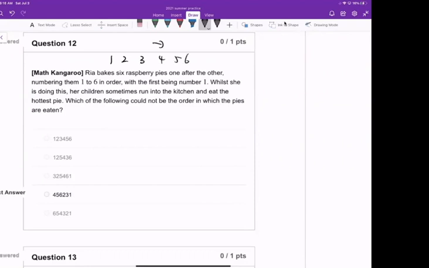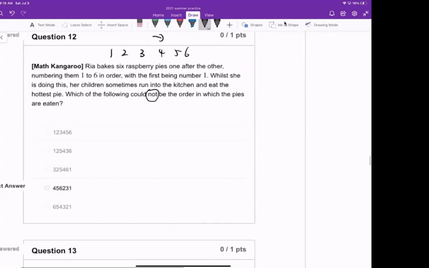Question number 12. Ria bakes 6 raspberry pies, one after another, numbering them 1, 2, 3, 4, 5, 6 in this order, the first one being 1. While she's doing this, her children sometimes run into the kitchen and eat the hottest pie. Which of the following could not be the order in which the pies are eaten? The answer for this question is D. Now let's see why D is impossible.